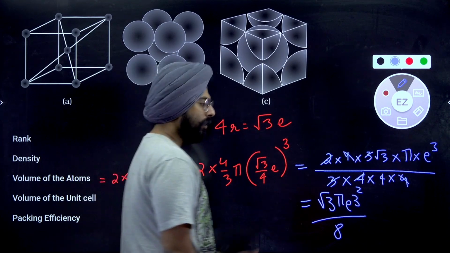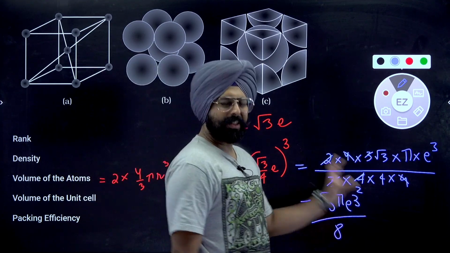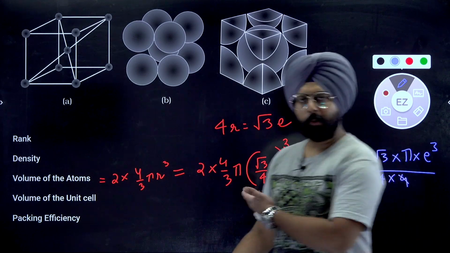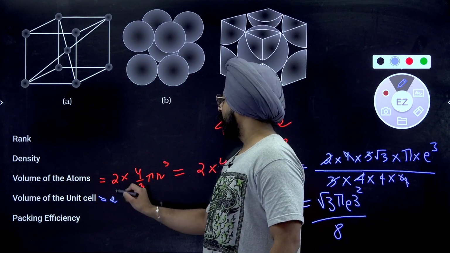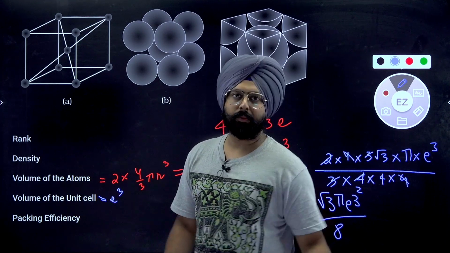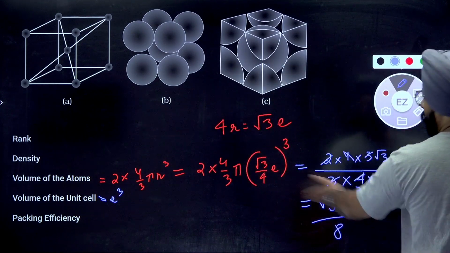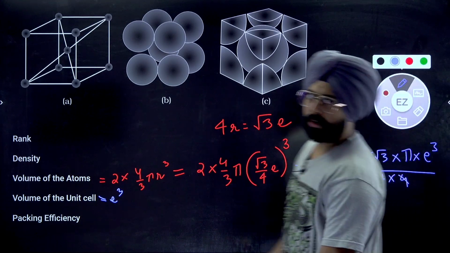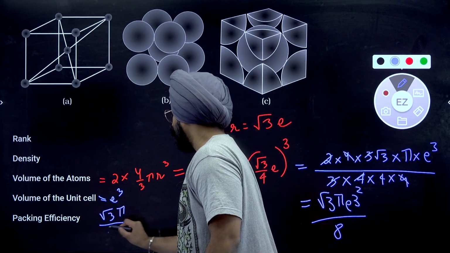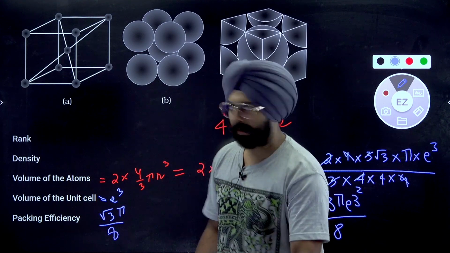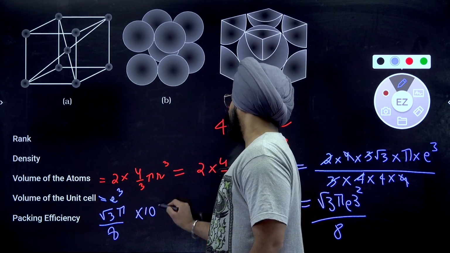A little fancy, but you don't need to remember this value. This is just analysis for our understanding. I hope you're doing it with me in your notebooks as well. Volume of the unit cell we know is E cube. So for packing efficiency, just divide both of those. E cube will cancel out essentially. So packing efficiency over here is root 3 pi by 8. And if you want to convert it into a percentage, just multiply that with 100.